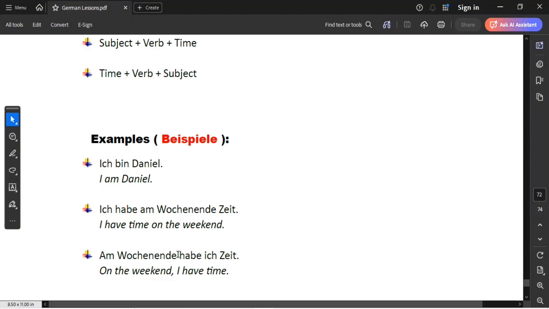Am Wochenende habe ich Zeit. As you can see, we are starting with time now. Then the verb follows, which is in the second position. Then in the third position we have the subject, then Zeit. Am Wochenende habe ich Zeit. On the weekend, I have time.